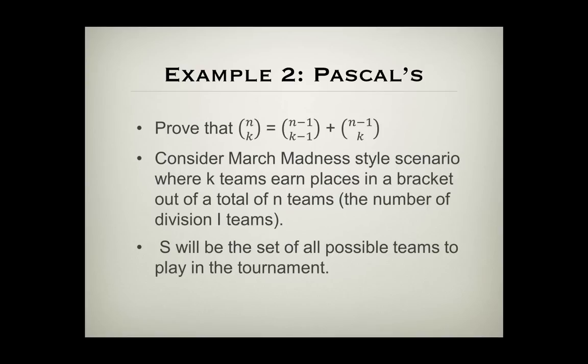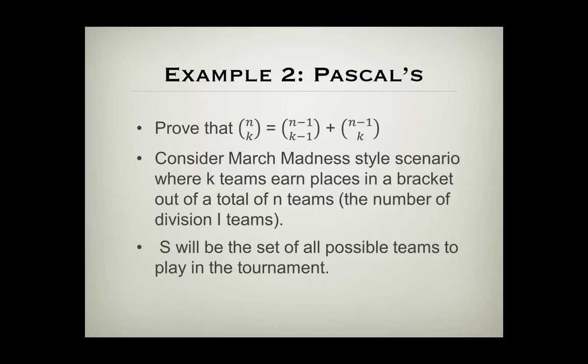Example 2. Prove that choosing k from n elements is equivalent to choosing k minus 1 elements from n minus 1 elements plus choosing k from n minus 1 elements. The scenario we are going to discuss is a March Madness style scenario where k teams are placed in a bracket out of a total of n teams.